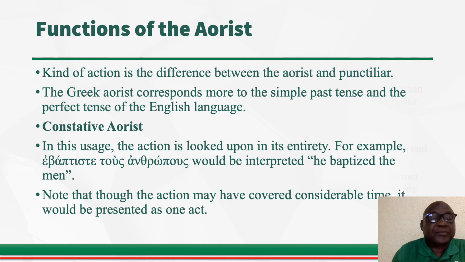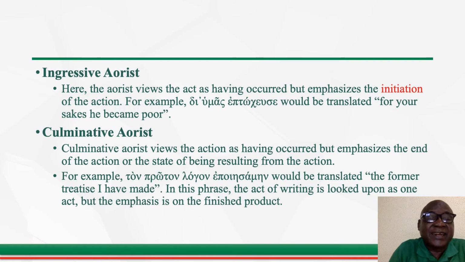Now, we also have the ingressive aorist, when the aorist views the act as having occurred, but emphasizes the initiation, that is the beginning, the commencement of that action. An example here is "di' hymas eptocheusen," which will be translated, "for your sakes he became poor." So the emphasis is on the becoming.